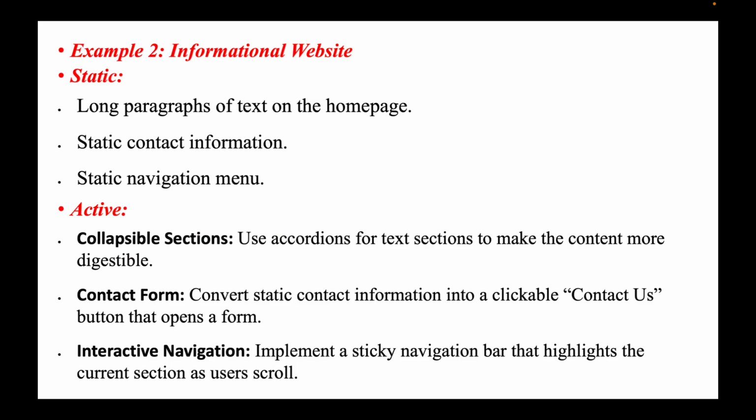Example 2, informational website. Static: long paragraphs of text on the home page, static contact information, static navigation menu. Next, active collapsible sections. Use accordions for text sections to make the content more digestible. Next, contact form. It converts static contact information into a clickable contact us button that opens a form. Interactive navigation. It implements a sticky navigation bar that highlights the current section as users scroll.